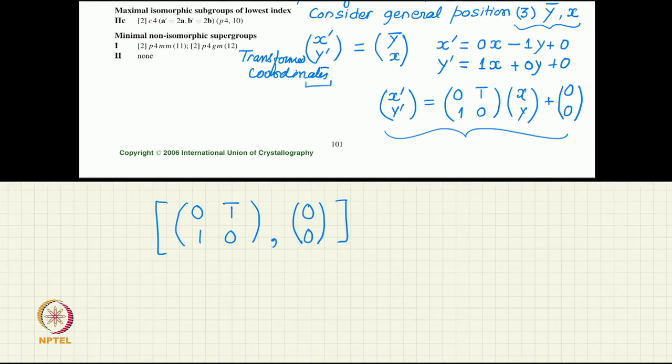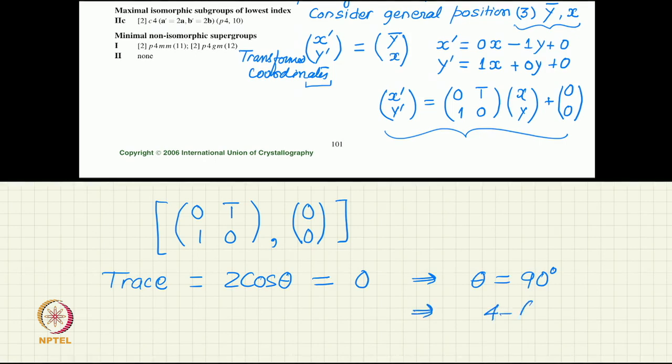Where is the fold of the matrix? In its trace. And what is the trace of a matrix? 2 cos theta plus 1 for 3D. For 2D it will be? Trace is equal to 2 cos theta. 2 cos theta is equal to 0, theta is equal to 90 degree, 4 fold.